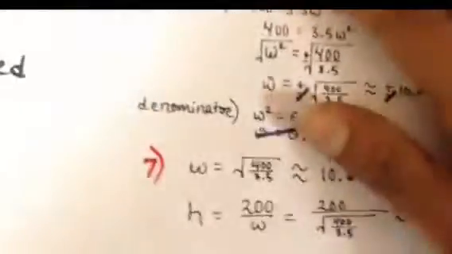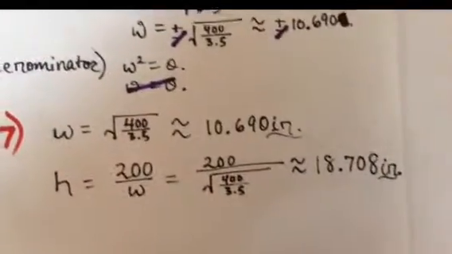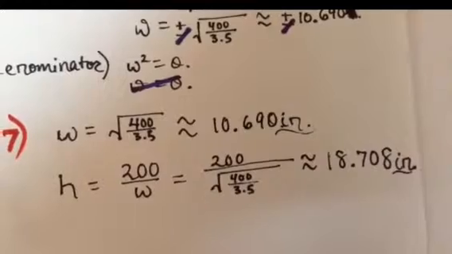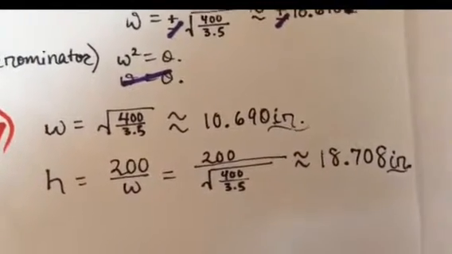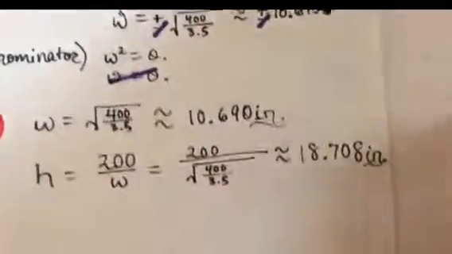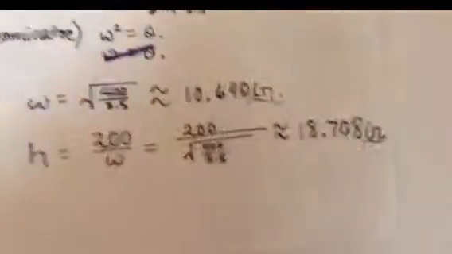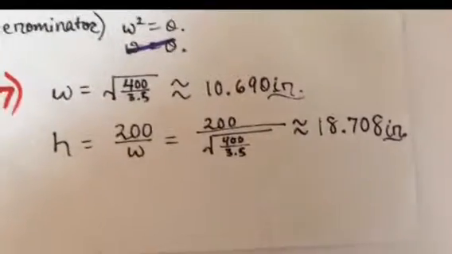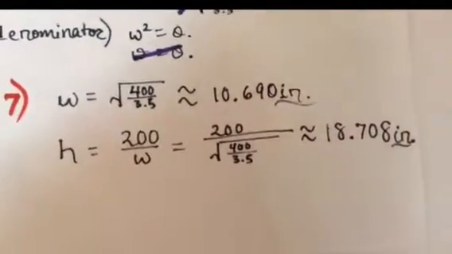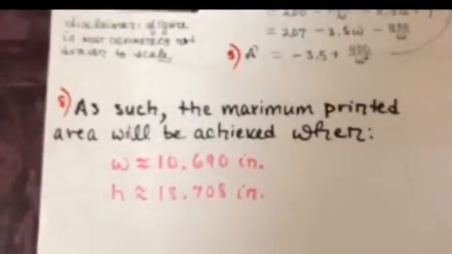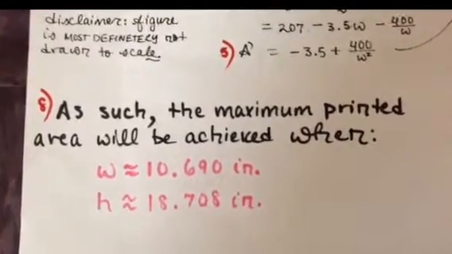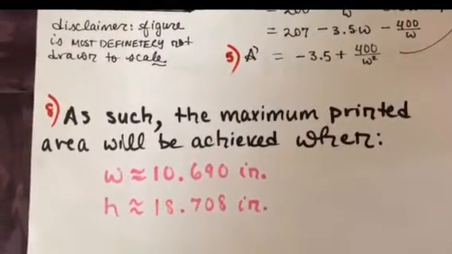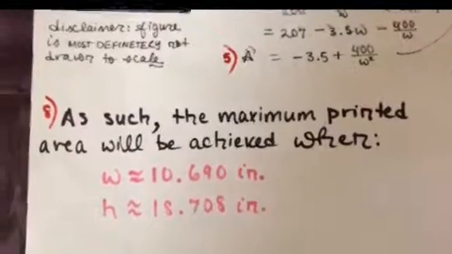Now we're going to have to satisfy the requirements of the problem, and then we need to figure out what the width is and what the height is, and we know now that the width is going to be 10.690 inches, and the height is going to be 18.708 inches. You could also figure out the area of the printed region, but on your own time, but don't do it if you don't need to. And as such, the maximum printed area will be achieved when W is about 10.690 inches and H is about 18.708 inches, and remember to do it to 3 decimal places for Calc AB.